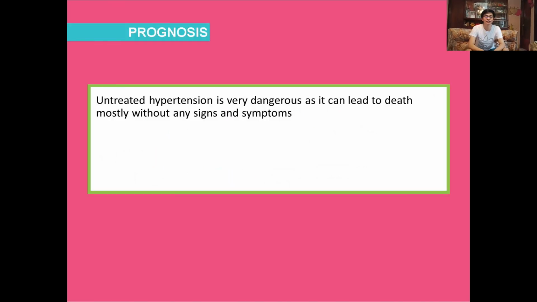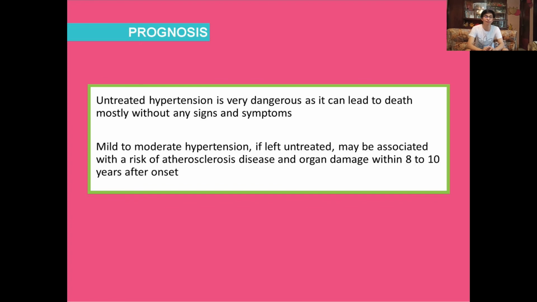Untreated hypertension is very dangerous as it can lead to death mostly without any signs and symptoms, hence the name silent killer. Mild to moderate hypertension, if left untreated, may be associated with a risk of atherosclerosis disease and organ damage within 8 to 10 years after onset. But with proper treatment and adherence to medication, hypertension can be controlled. That's all. Thank you, and I hope you learned something.